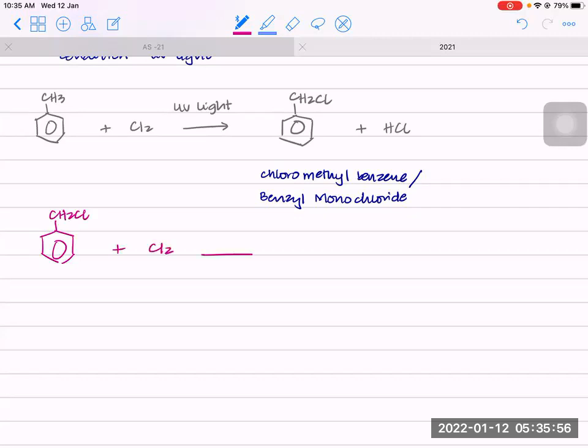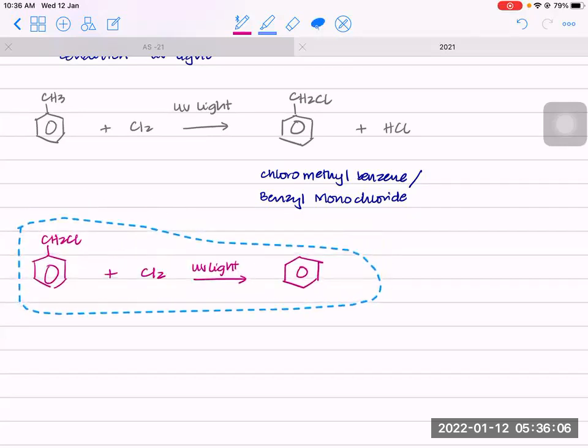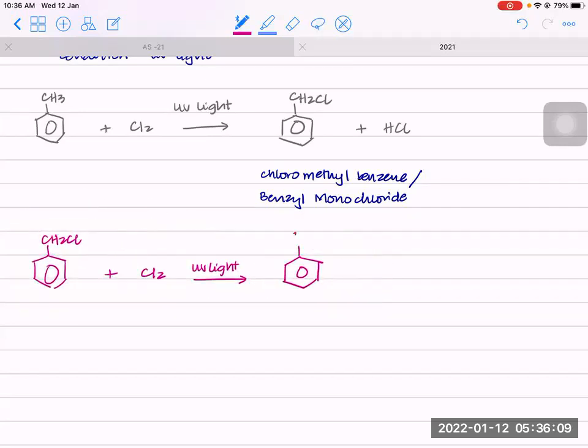To this you add more Cl2 in the presence of UV light, and this will give you what? This would give you CHCl2 plus HCl. Yes? And this is called what? This is called dichloromethyl benzene. So you call this dichloromethyl benzene, or you can call this benzyl dichloride.